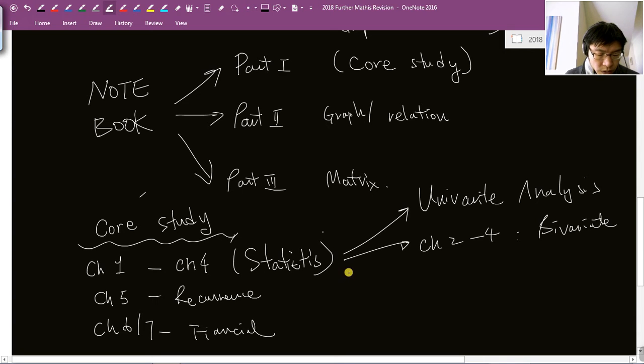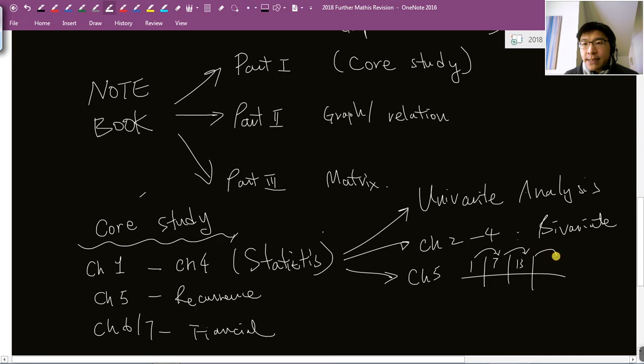Then, when you look at recurrence, it is in your chapter 5. Say we have 1, 7 and 13, and every single one is plus 6 to get the next one. Looking at these patterns, we know that we can use an equation to represent that, and recurrence is mainly trying to get the equation done for those patterns. So that is recurrence.